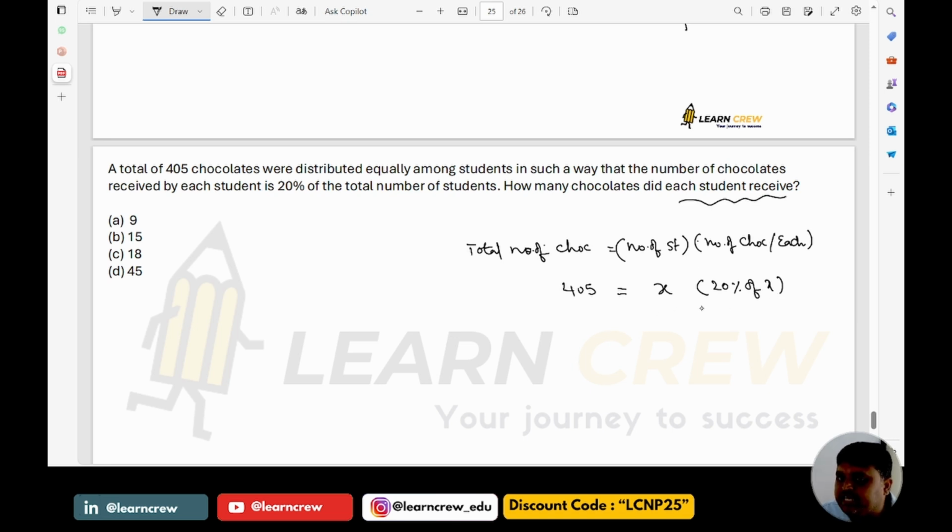So now if you see this, x into x square, 20% means 1 by 5, is equal to 405. So x square would be how much? 405 into 5, which is 2025, which is 45 square. So you will get x as 45. So the total number of students is 45.